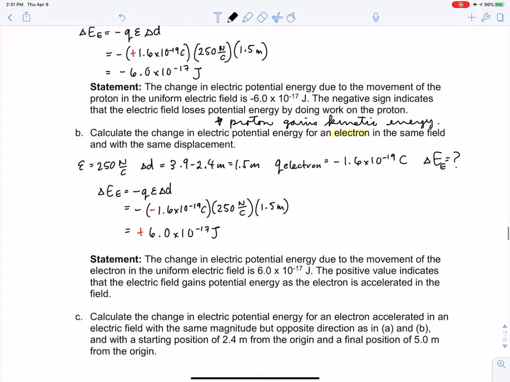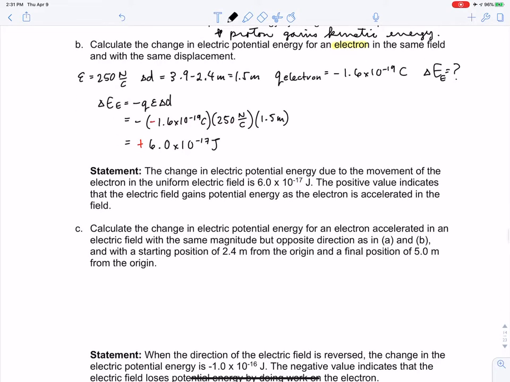So the change in electric potential energy due to the movement of the electron in the uniform electric field is 6.0 times 10 to the power of negative 17 joules. The positive value indicates that the electric field gains potential energy and can store this potential energy as the electron is forced to accelerate against the field.